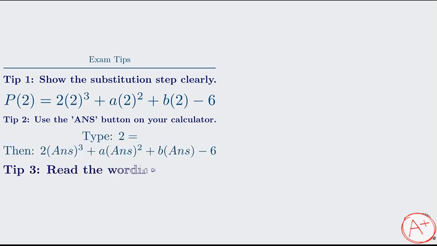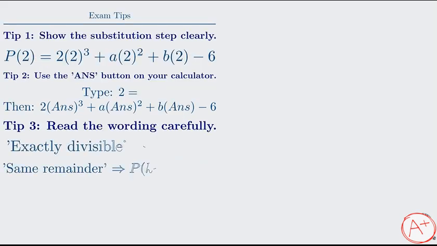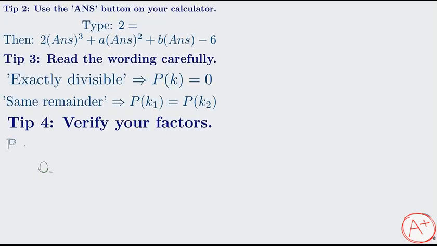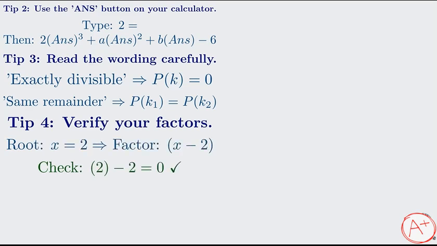Always read the wording carefully. If a question says exactly divisible by, it means the remainder is 0. If it says leaves the same remainder, set the two polynomial evaluations equal to each other. Verify your factors. If you find that x equals 2 is a root, the factor is written as x minus 2. A common mistake is to write x plus 2. Always perform a quick mental check. Does my factor equal 0 when I plug in my root?